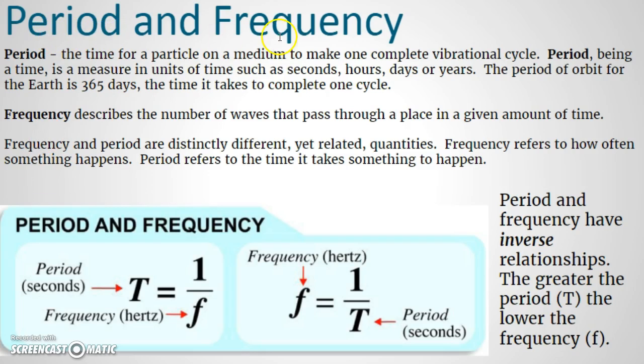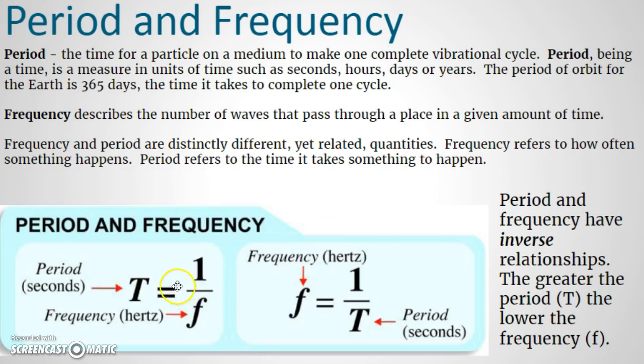So here we'll look at period and frequency. Period is the time for a particle on a medium to make one complete vibrational cycle. Period, being a time, is measured in units of time such as seconds, hours, days, or even years. The period of orbit for the Earth is 365 days, the time it takes to complete one cycle. Frequency describes the number of waves that pass through a place in a given amount of time. Frequency and period are distinctly different, yet related quantities. Frequency refers to how often something happens. Period refers to the time it takes something to happen.